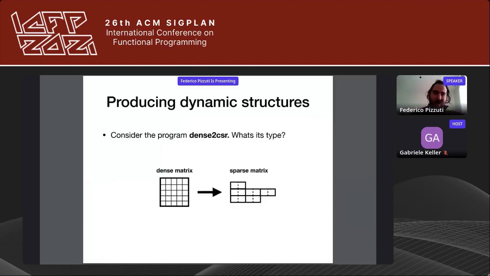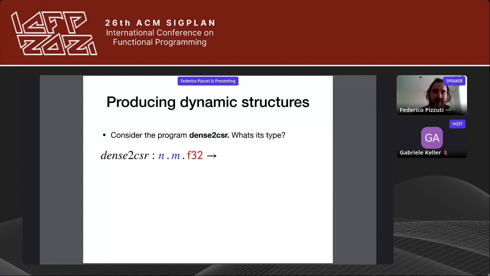Very good. We now can produce these kind of structures. But now we have a problem. We want to write another program. We want to write the program dense to CSR that takes a dense matrix and generates a sparse matrix. What would the type of this program be?